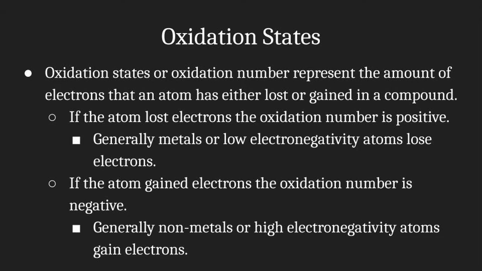This may seem backwards, that if we lose electrons, we're positive, and if we gain electrons, we're negative. But keep in mind, electrons have a negative charge. So if we have more of them, we're more negative. And if we lose them, it's a double negative, making the atom more positive.